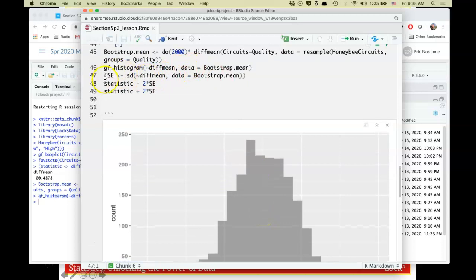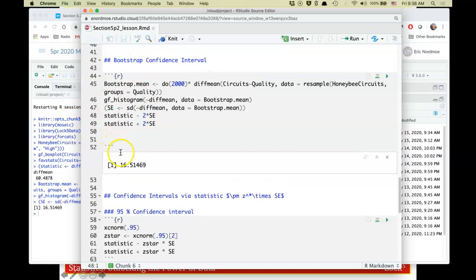This parentheses around here, just as a reminder, is my way of outputting the value but also saving it to a variable called SE. Adding the parentheses at either end is going to output it. Otherwise, you wouldn't get the output. You'd have to put it on a separate line to print it out.